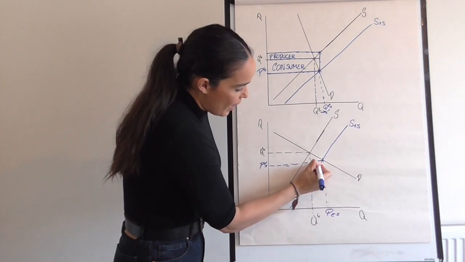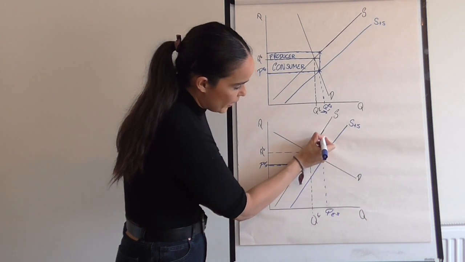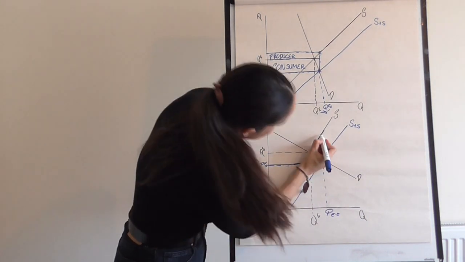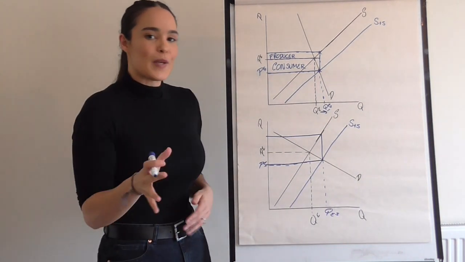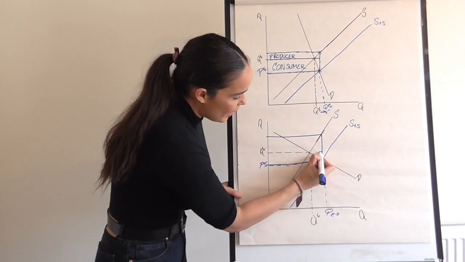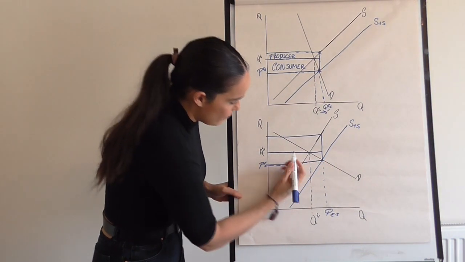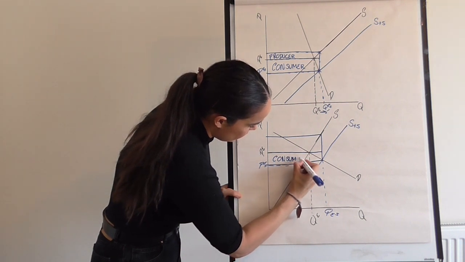We find the impact of the subsidy by going up to the original line and across. I don't have a ruler. You will be able to do this a lot better when you've got a ruler in front of you. And then we want to find the impact to the consumer and to the producer.